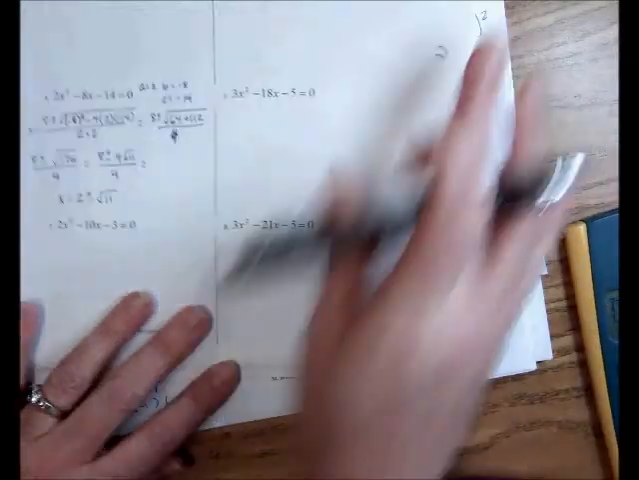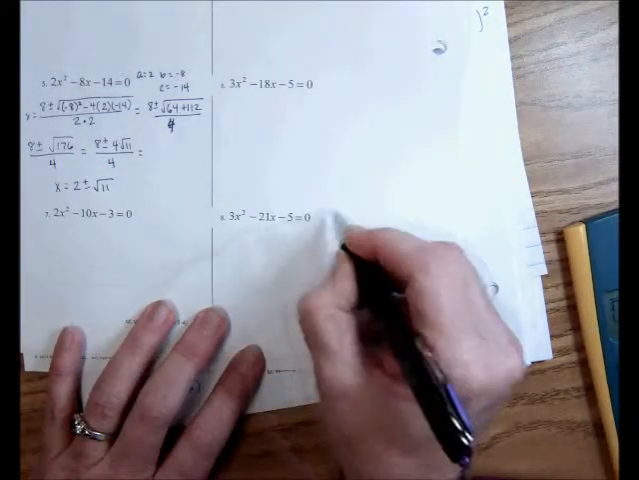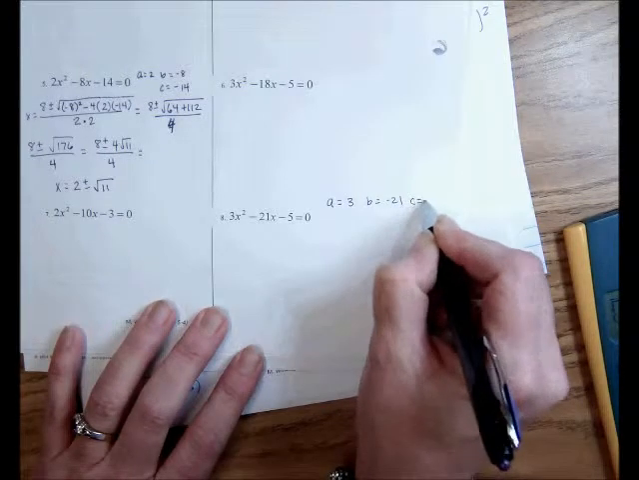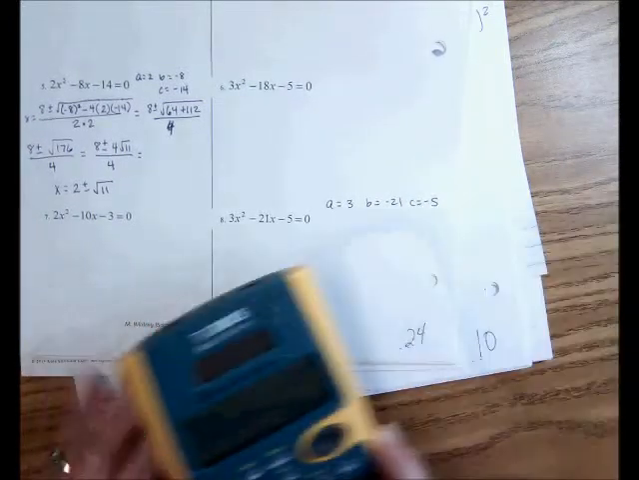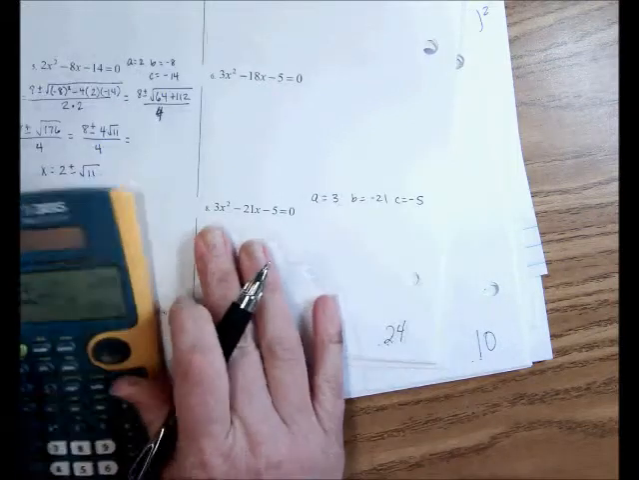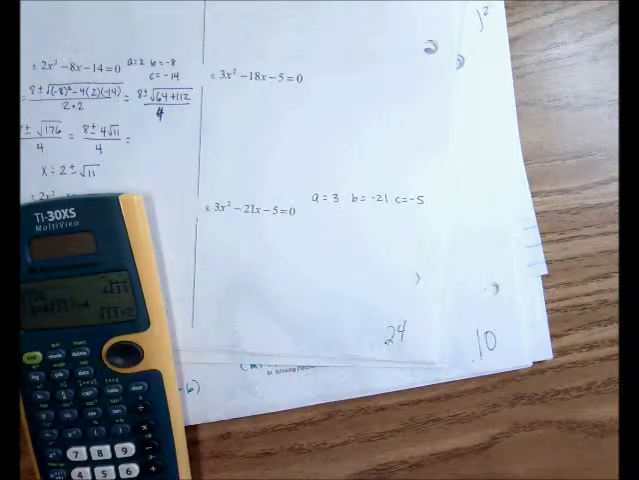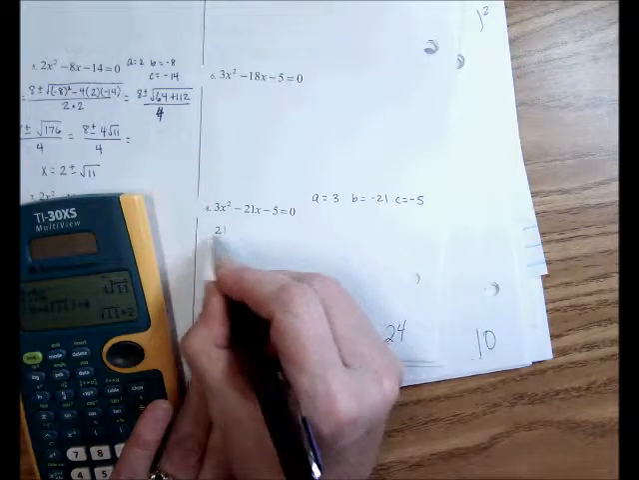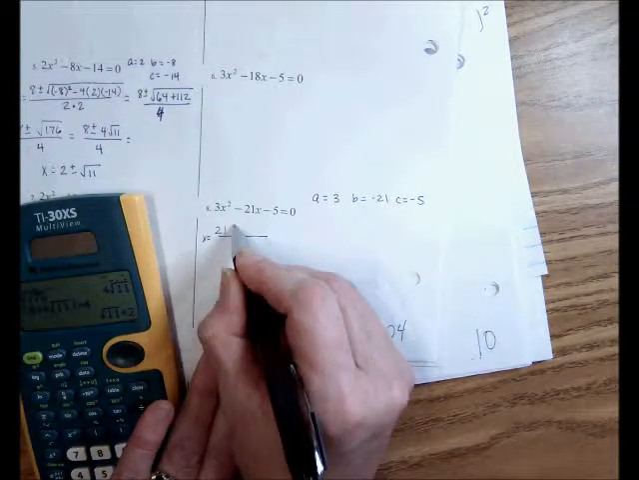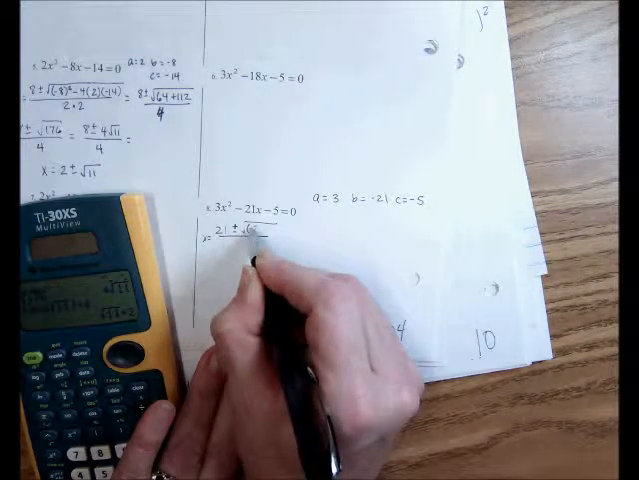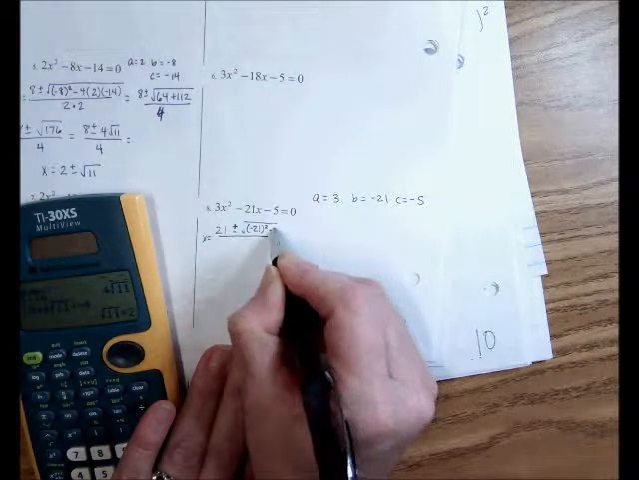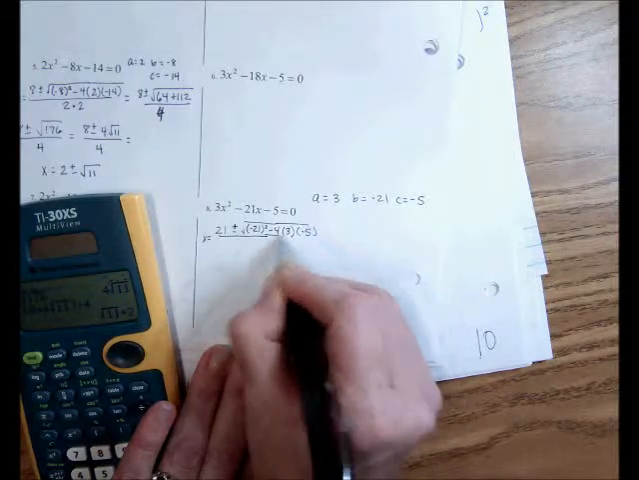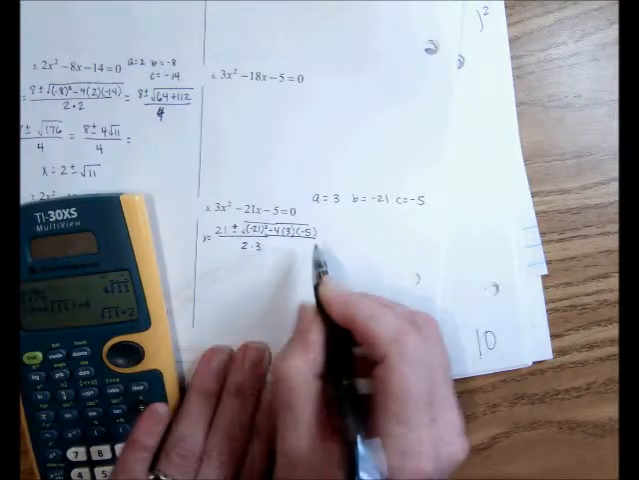So let's do another one. Let's do number 8 at the bottom of this page. I have a is equal to 3, b is equal to negative 21, and c is equal to negative 5. So it's always just putting it in standard form and finding your values of a, b, and c. So from this point, I just plug it in. I do the opposite of b, plus or minus the square root of negative 21 squared minus 4 times a times c. And I'm going to divide that by 2 times 3.